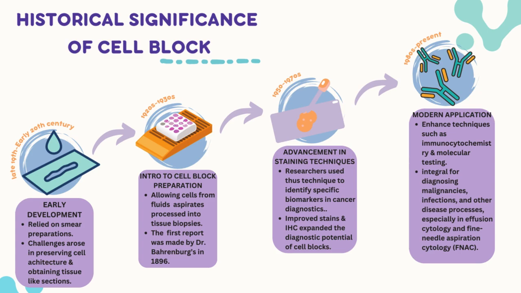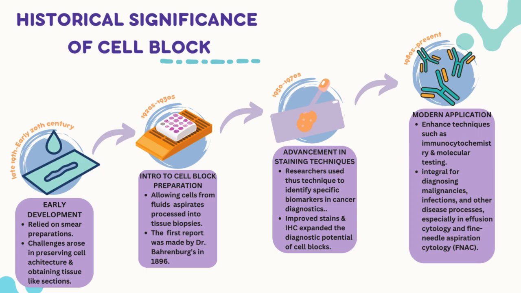Between the 1950s and 1970s, advancements in staining techniques, including the development of immunohistochemistry (IHC), greatly expanded the diagnostic power of cell blocks. Researchers began using these methods to identify specific biomarkers, especially in cancer diagnostics. From the 1980s to the present, modern techniques like immunocytochemistry and molecular testing have been incorporated into cell block preparations, further improving their diagnostic capabilities.